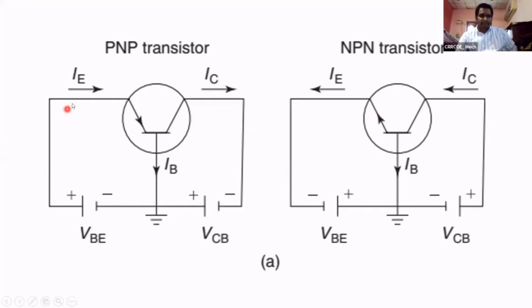Now we see the PNP and NPN transistors connected in common base configuration. See this, the input voltage is applied between the emitter and base. The output voltage is taken between the collector and base. Here base is the common terminal. This is the NPN transistor. The only difference is the direction of currents. IE and IC currents are reversed when compared with the PNP transistor. Here also the common terminal is base.